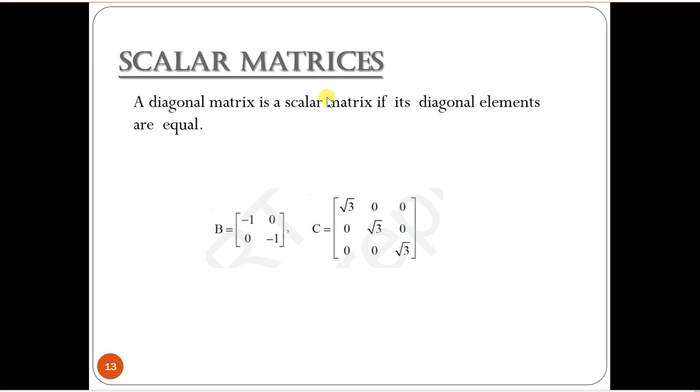Scalar matrix. A scalar matrix is a special case of a diagonal matrix in which all the diagonal elements are equal. If the diagonal elements are the same, then that diagonal matrix becomes a scalar matrix. Like in this one our diagonal elements are -1, and here we have taken diagonal elements √3. So it is a scalar matrix.